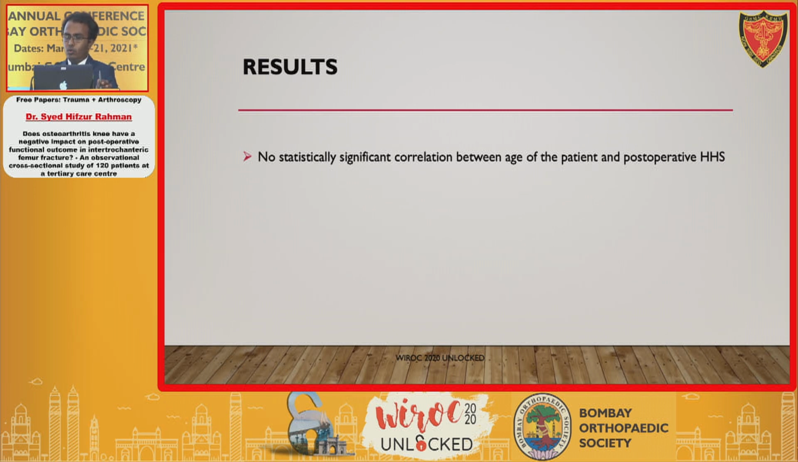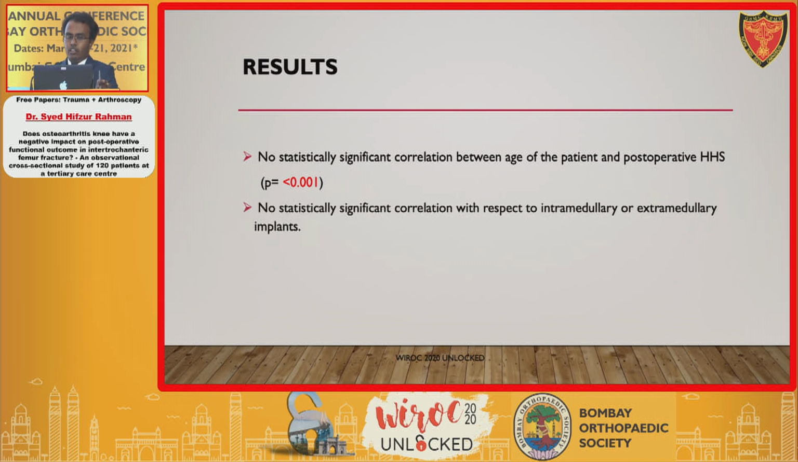There was no statistically significant correlation between the age of the patient and the post-operative Harris hip score, and there was no significant correlation with respect to intramedullary or extramedullary implants at a follow-up of 6 months and 1 year. Early studies showed that PFN was better, but over the long-term follow-up of 6 months, intramedullary and extramedullary implants have the same outcome. And we could show the declining trend in Harris hip score with every increase in KL grade.